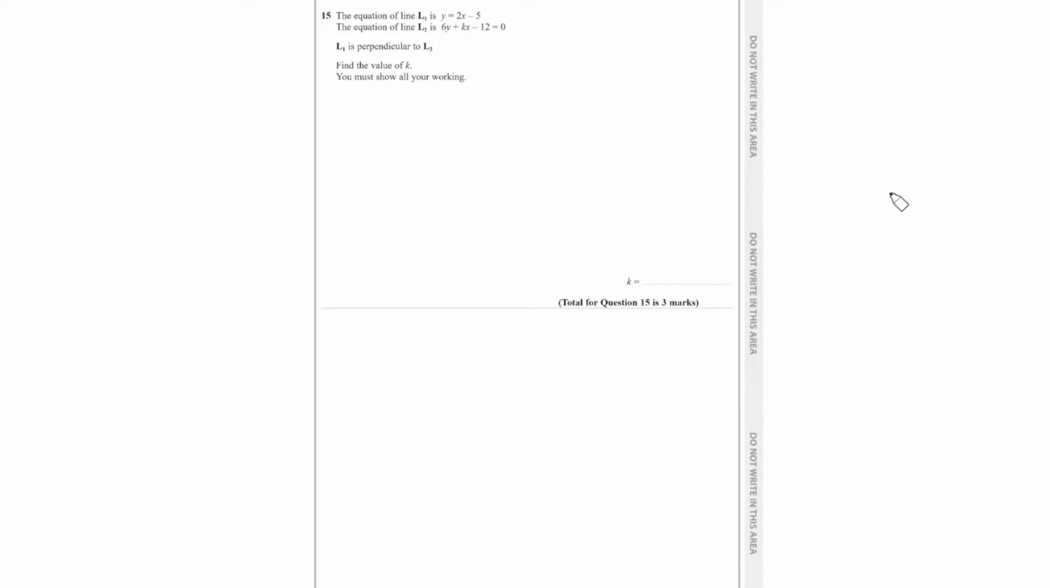Okay, question 15. We've got some straight lines now, and perpendicular lines as well.